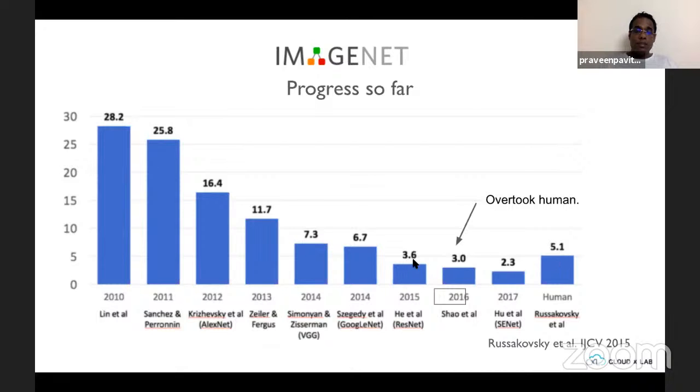I'm not saying that computers can see everything better than humans, but for this particular data set and this particular challenge, the models got better than humans. It's not saying that computers are generally more intelligent, but you can take a computer and train it for a very specific task, and it can eventually do that task better than a human.